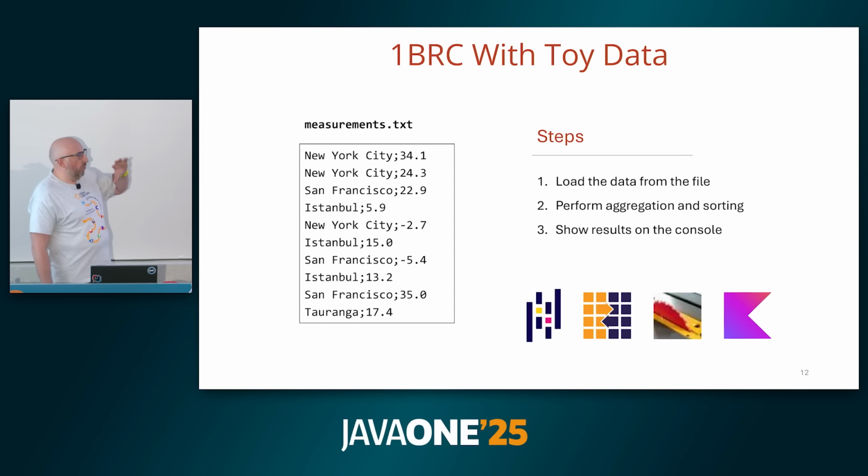As we go through code examples, I'll be using this very abbreviated version of the file. It's exactly the file layout from the 1 billion row challenge, but everything you're going to see will also work with the file that has 1 billion rows. This way, you can follow what's happening. We break the problem into 3 fairly obvious steps. We load data from the file, we do aggregation and sorting, and then we show the results on the console.